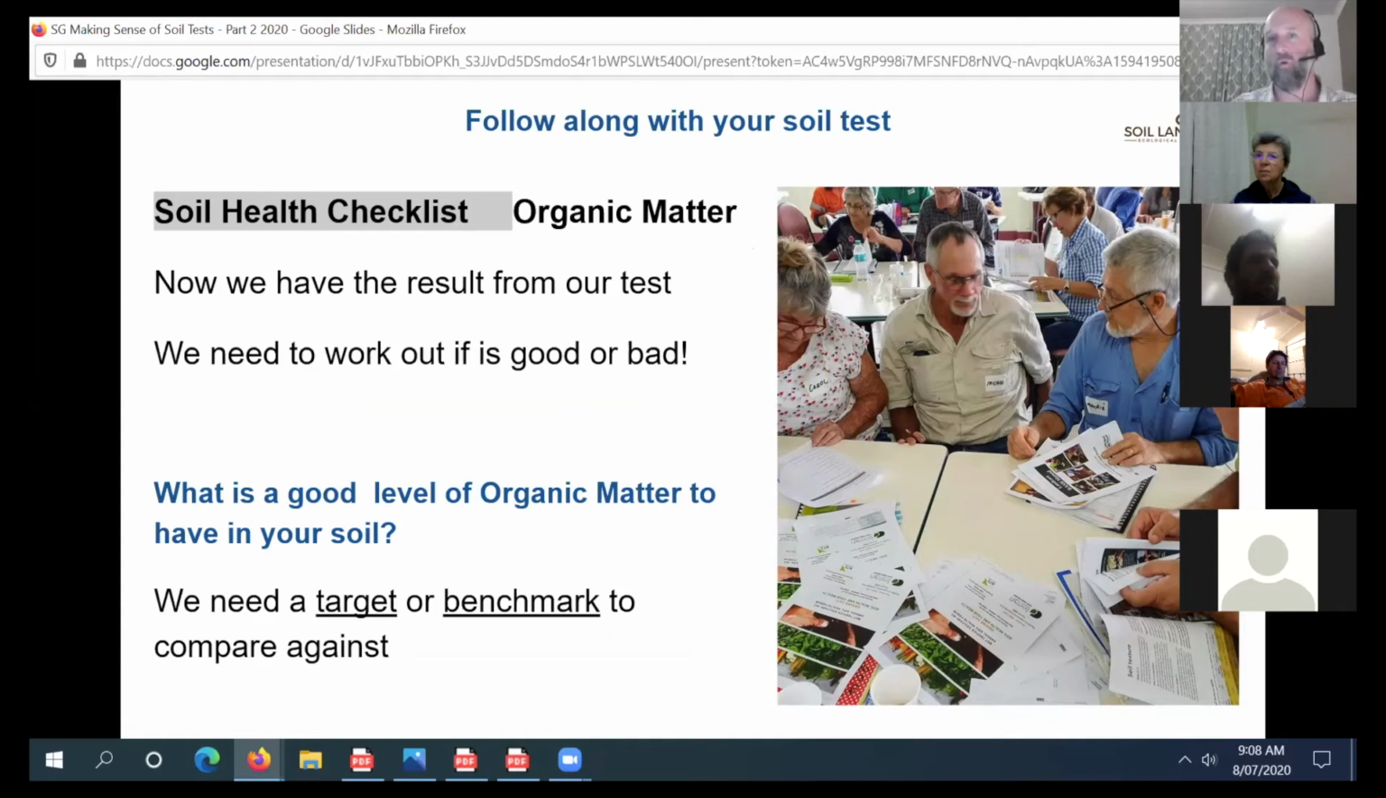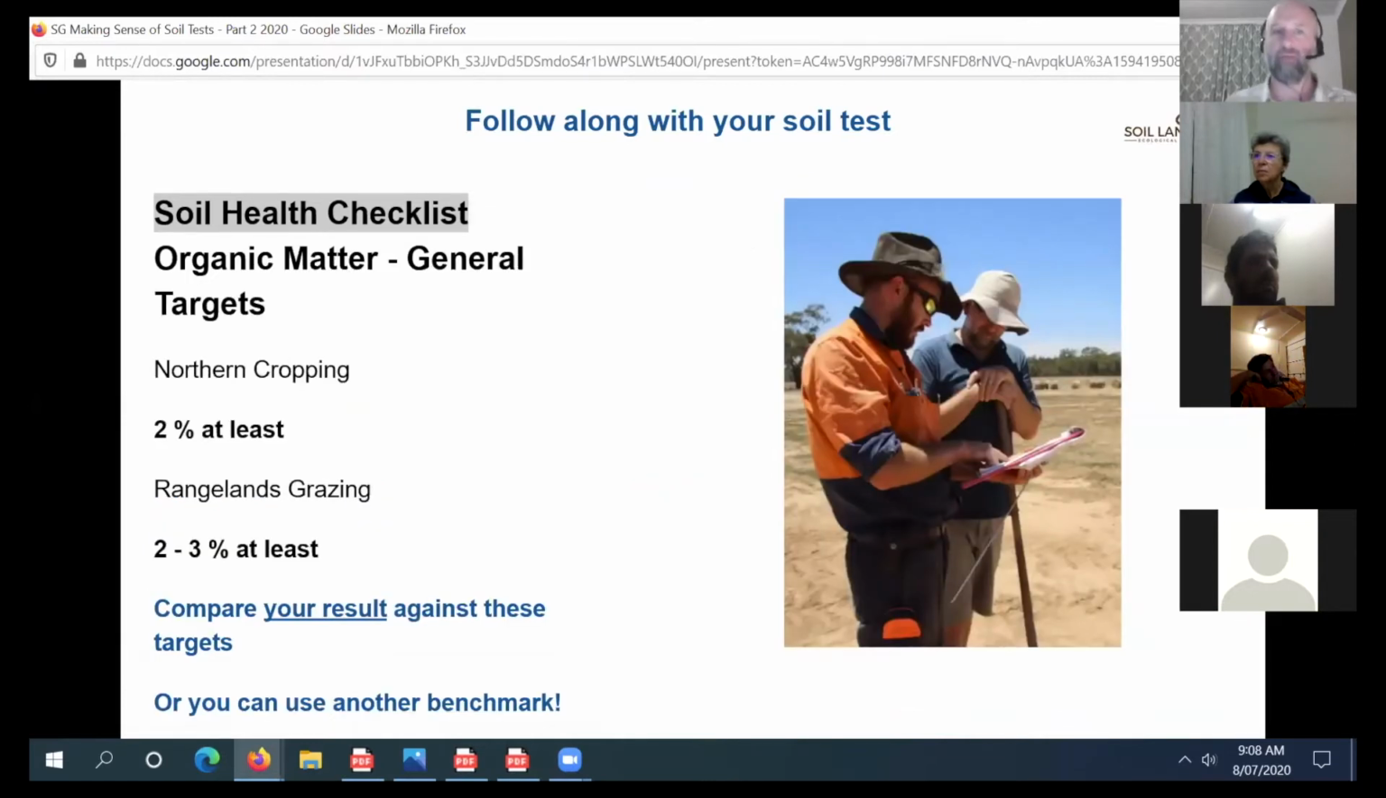If you think it's important, and it is important for water holding, for structure, for a whole lot of reasons, we need to have it. So I've given you Dave's dodgy benchmarks out of my shipping container lab. It's 2% for northern cropping and 2 to 3% at least for northern rangelands grazing. That's what I reckon as a long-term aim. You need to be at that 2% organic matter. That's organic matter. So Nigel, they've given you the results in carbon, and I'm going to go over the difference between them in a minute.